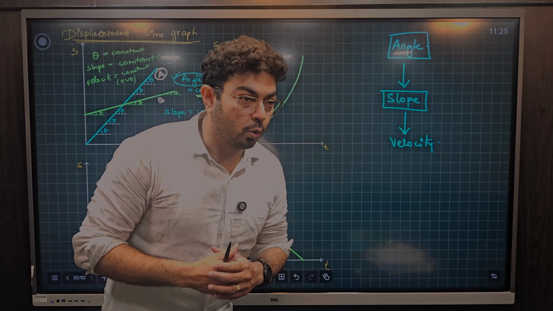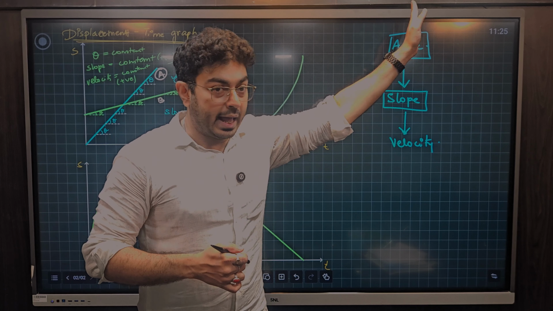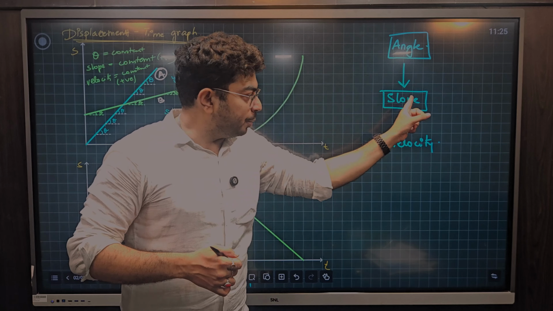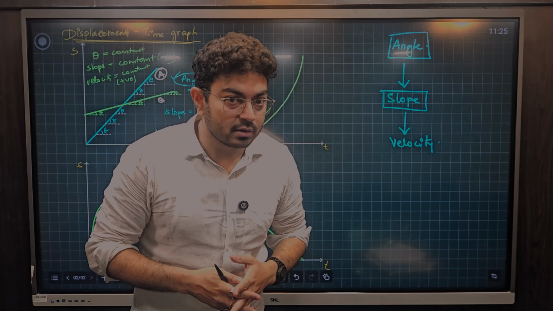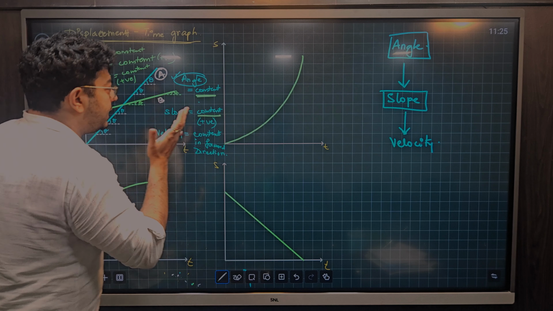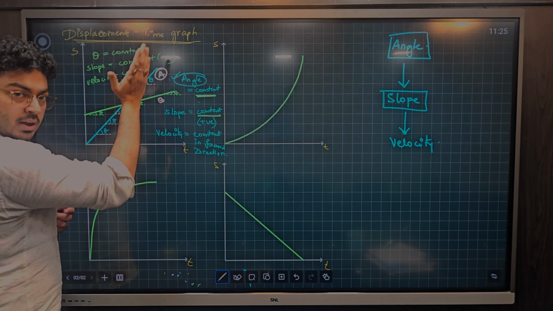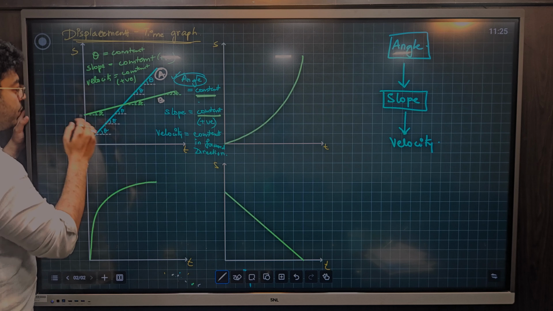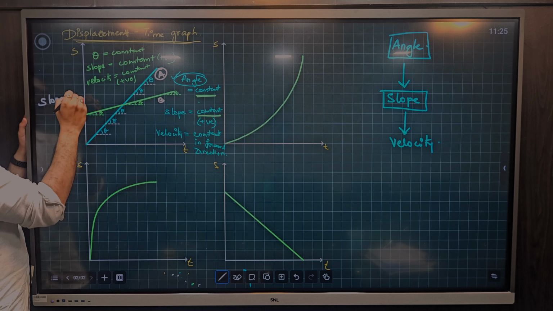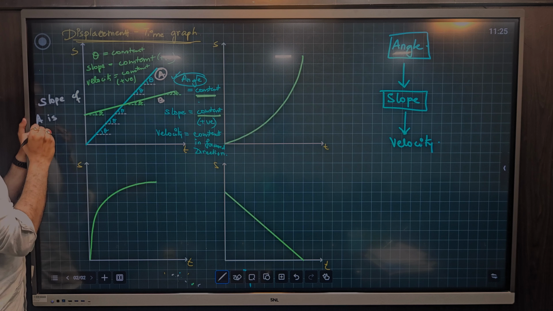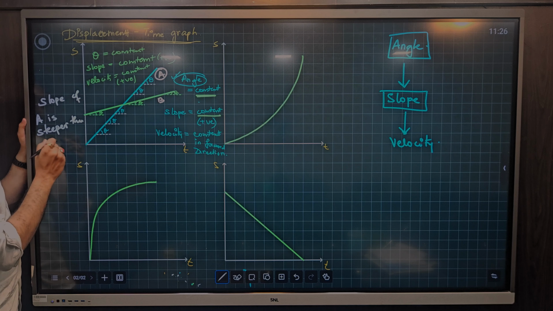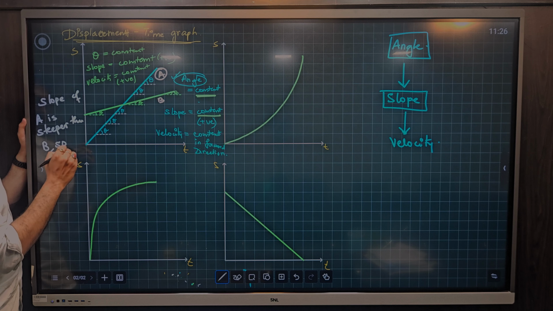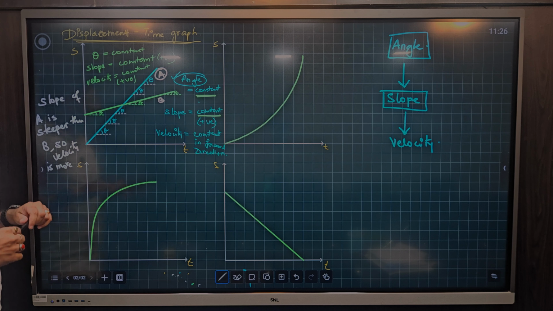That means here A is moving with what? More velocity. Why? Because angle represents slope and slope represents velocity. So higher angle means higher slope means more velocity. You can understand this one is much steeper, yes or no? So we can write in this way, slope of A is steeper than B. So velocity is more. Got it?